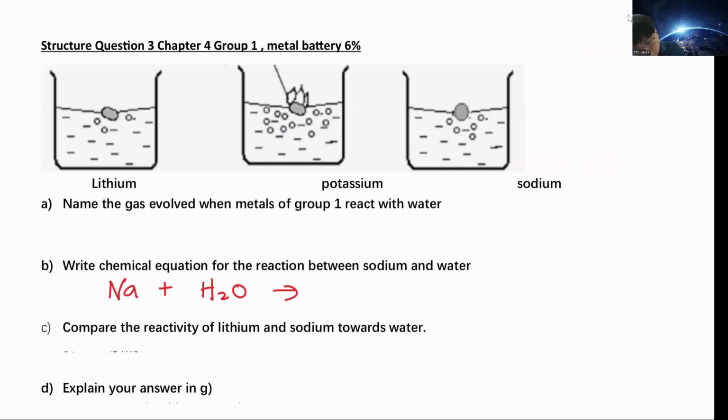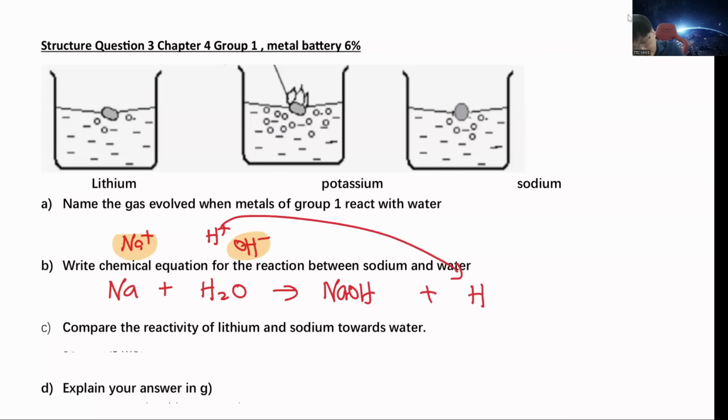So sodium is group 1, so Na+. Water inside got H+ and OH-. So what happened here is Na will find OH as a friend, become NaOH. Then hydrogen will come out as hydrogen gas behind. Then to balance the equation, you see, Na is balanced, the O is balanced, but the hydrogen is not balanced. Here got 2 hydrogen, here got 3 hydrogen.